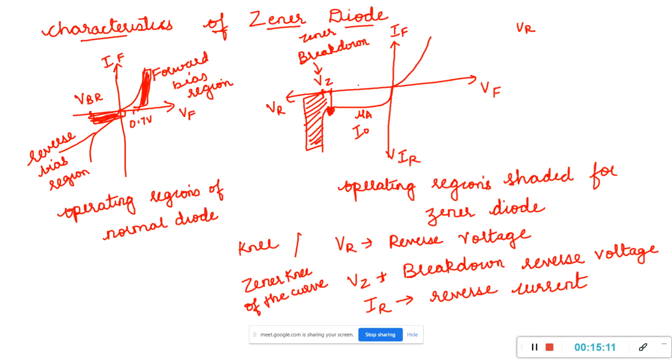So this is the normal difference between the Zener diode and the normal diode. The normal diode operates in the forward as well as reverse bias region. The Zener diode operates only in the reverse bias region. As long as you apply the reverse voltage VR, a small amount of current flows, and as and when VR increases beyond VZ, there is a sudden change in the current, whereas the voltage remains constant, and that point is known as the knee. The reverse voltage at which the breakdown occurs is known as the Zener breakdown voltage, VZ.